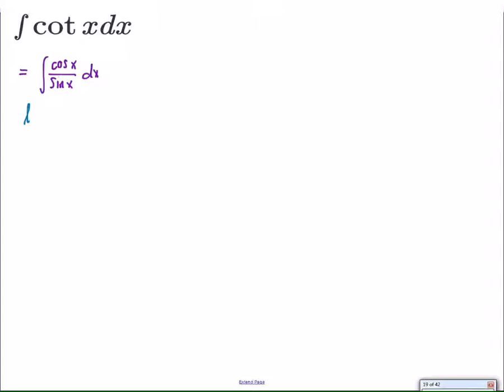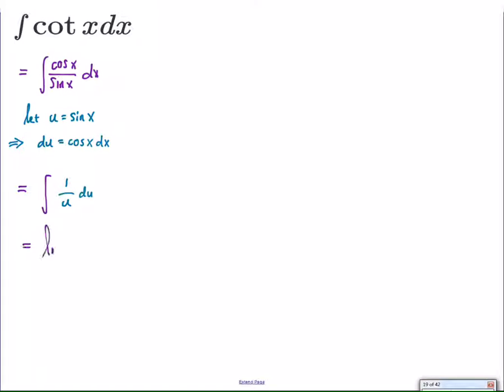Often you will see in formula packets and formula charts all over that the integral of the cotangent of x is predefined for you. But in case it's not, or in case you wonder where it comes from, it's just a u-substitution problem. What we're going to do is flip this into cosine of x over sine of x, and then we're going to let u equal the sine of x. Therefore, du equals the cosine of x dx, and so the cosine of x dx becomes du in the numerator.